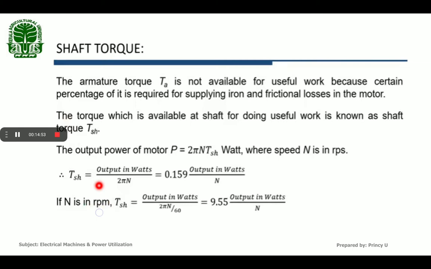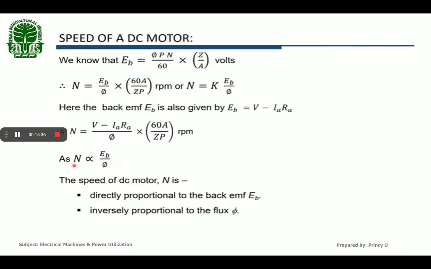So shaft torque TSH is equal to output in watts, P, divided by 2 pi N. 1 by 2 pi is 0.159, so output in watts divided by speed in RPS. If speed is in revolutions per minute, divide by 60. So 60 by 2 pi gives 9.55. So the equation for shaft torque is 9.55 into output power in watts divided by speed. So there are two torques, armature torque and shaft torque. Remember these two equations. Now we are going to derive the equation for speed of a DC motor.